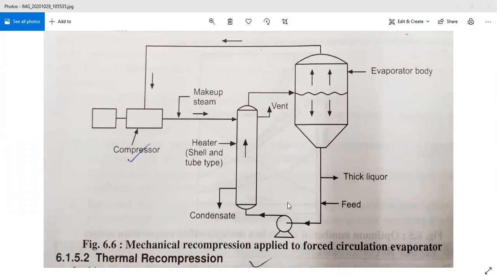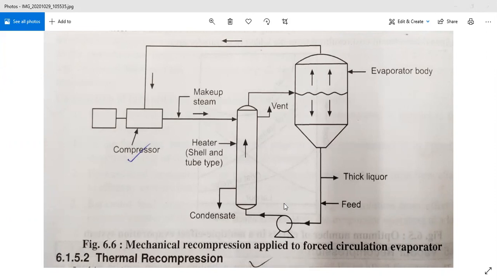So how to increase the pressure? How to increase the temperature difference or temperature drop? Because the temperature drop is nothing but the driving force for this heat transfer operation, that is, for the evaporation. Again, there are two ways to increase the pressure and the temperature drop. They are called mechanical recompression and thermal recompression. This is the diagram of the mechanical recompression, which is applied to a forced circulation evaporator.